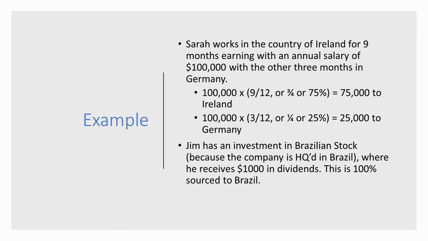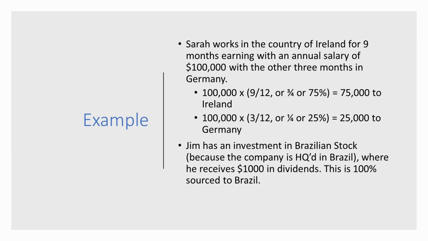So Sarah is probably somebody who's working overseas. For this example, she's working for 9 months in the country of Ireland, and then she's working for Germany for 3 months. And so what we would end up doing is we would say, okay, she spent 9 months out of 12 months in Ireland, so 75% of that is going to be allocated to Ireland, and then 25% of that is going to be allocated to Germany. And so what ends up happening is we will have to fill out the form where we put in those bottom boxes, one for Ireland and then one for Germany, and then how much income was earned in there.